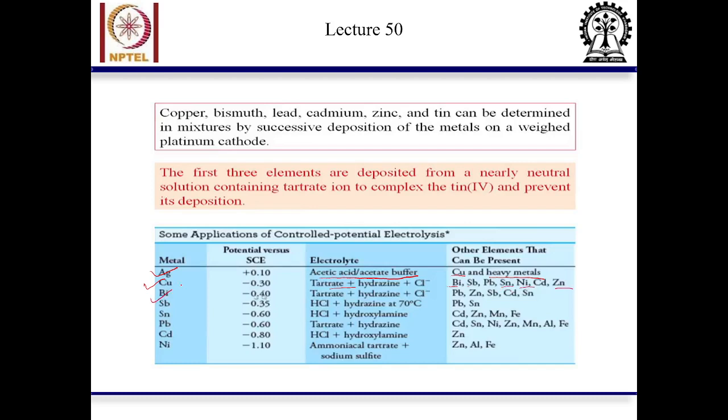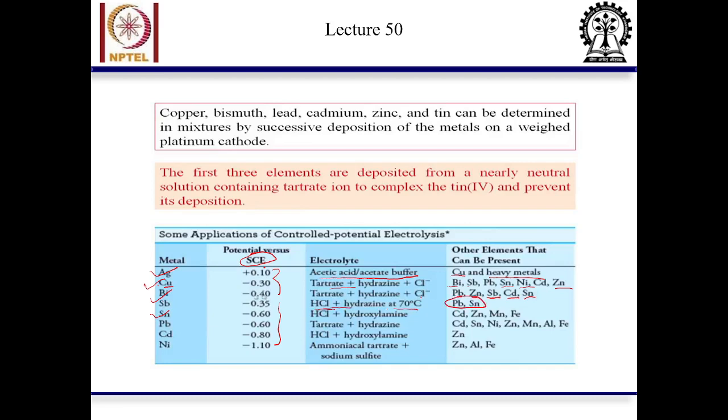Similarly, if you want to deposit bismuth, you have to use tartrate, hydrogen and Cl minus. Now see, if copper is there, then copper will deposit. But for bismuth, the other ions can be present, like lead, zinc, antimony, cadmium, tin. These potentials are versus a standard calomel electrode, so keep in mind, if you are changing the reference electrode, this potential will change. Suppose you have antimony, you use HCl and hydrogen at 70 degrees. Other metals, lead and tin, can be there.